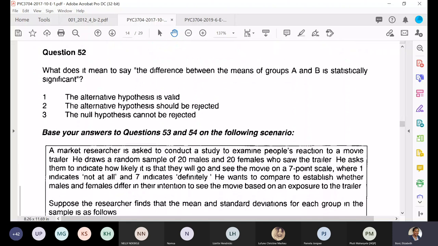Question 55 or 52, what does it mean to say the difference between the mean of group A and group B is statistically significant? What does it mean to say the difference between the means of group A and group B are statistically significant?